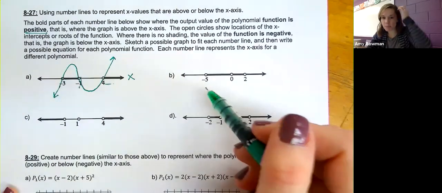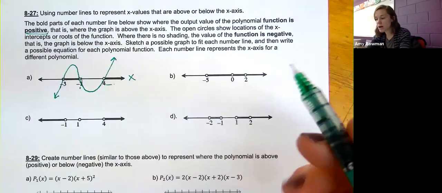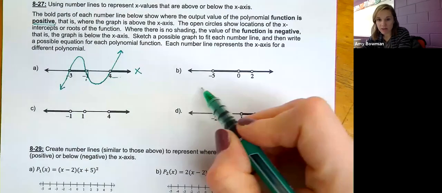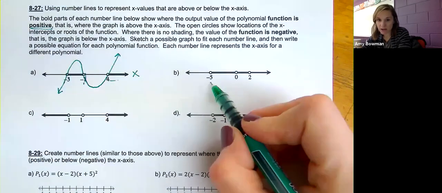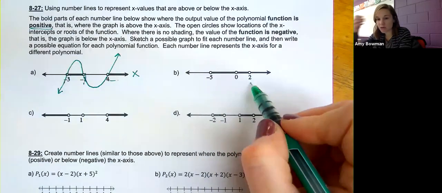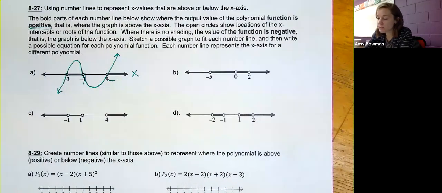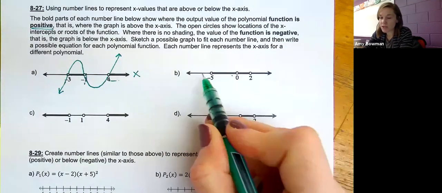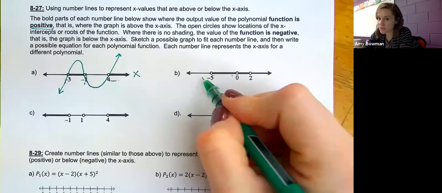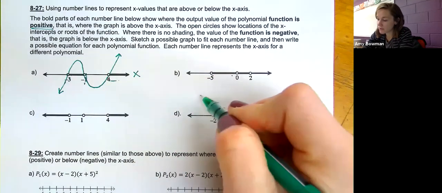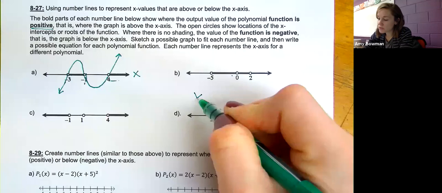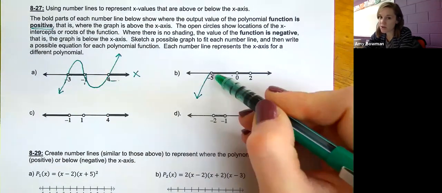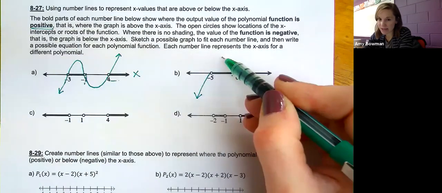So I'm going to look at B again, and then we'll jump down to example 29. Here, this one's a little different. My x-intercepts are -5, 0, and 2. But it's bold between all 3 of these x-intercepts, and then not bold here. The fact that it's not bold here tells me that my function is going to start negative, and then it's going to become positive, but it's going to touch the x-axis at 0, and then it's going to stay positive again after it.